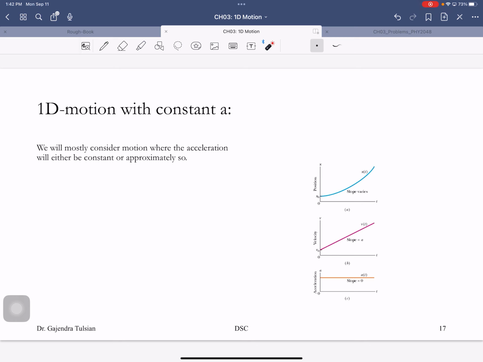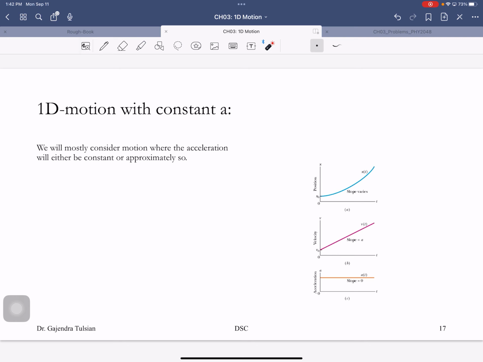What does this graph show you? Here, acceleration is constant. So as time passes, acceleration is not changing. And this is the kind of motion that we'll mostly consider. We'll consider constant accelerated motion. And here's the only example that you see.